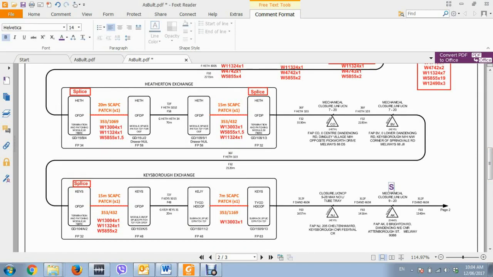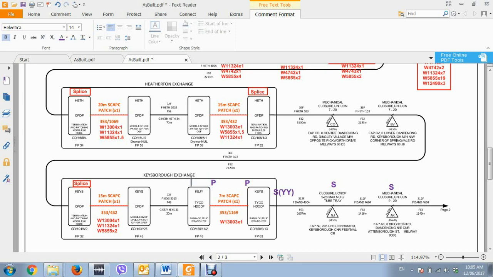Then a splice at AK fab, splice at NJ fab. Usually we have only one splice at the fabs. Here, this is a point of the entry to exchange, so we have a splice and we'll write between brackets YY as well. Then a patch here, patch.